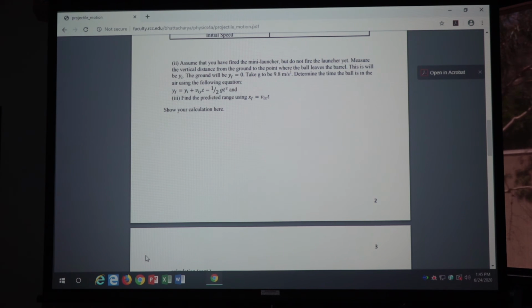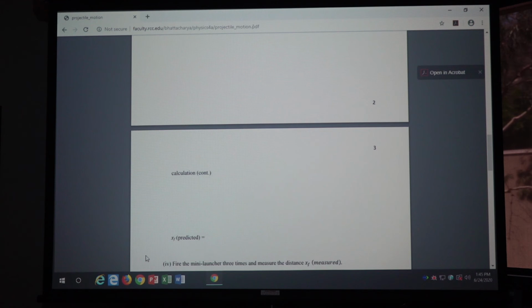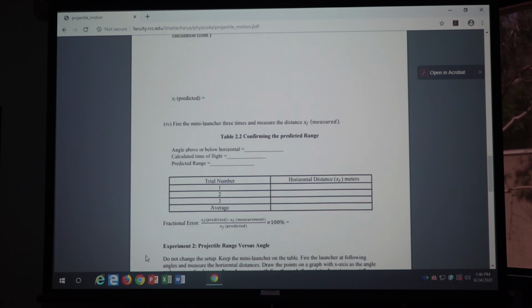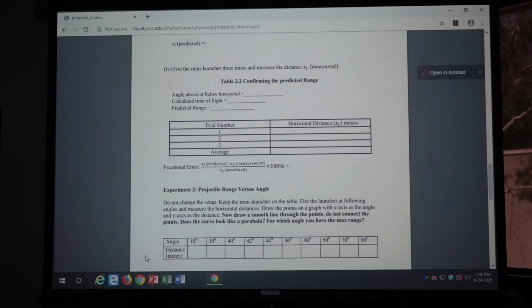And the time will be, as I said, between 0.5 and 1 second. And then use that time to find the predicted range. It should also be between 3 and 4 meters. And here's the calculation. You do the calculation here, write down the predicted range, and then confirm the predicted range.